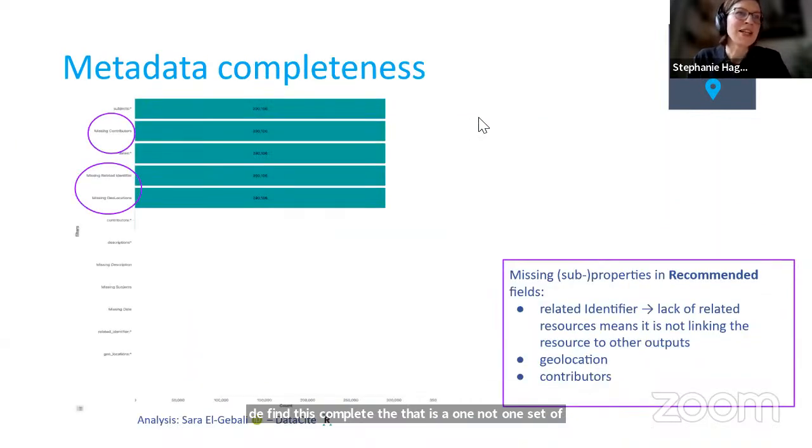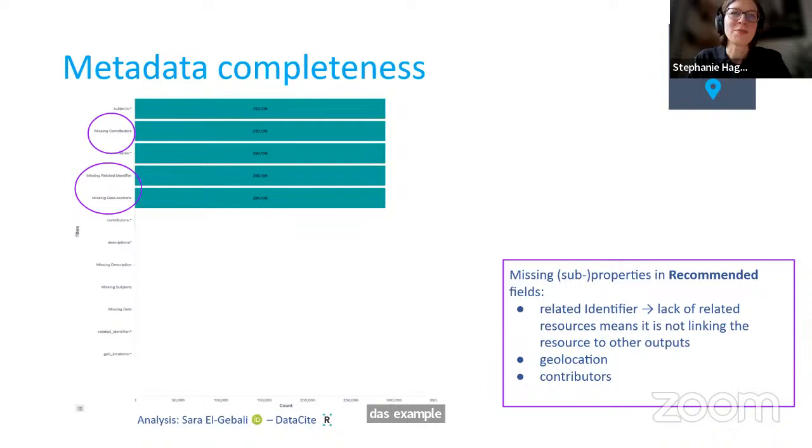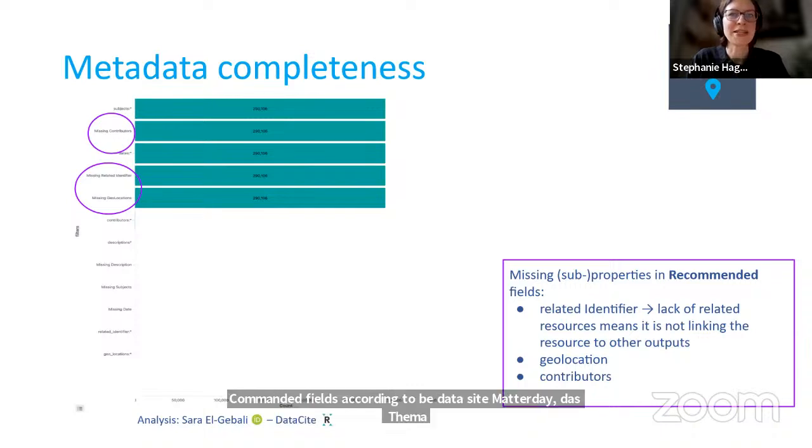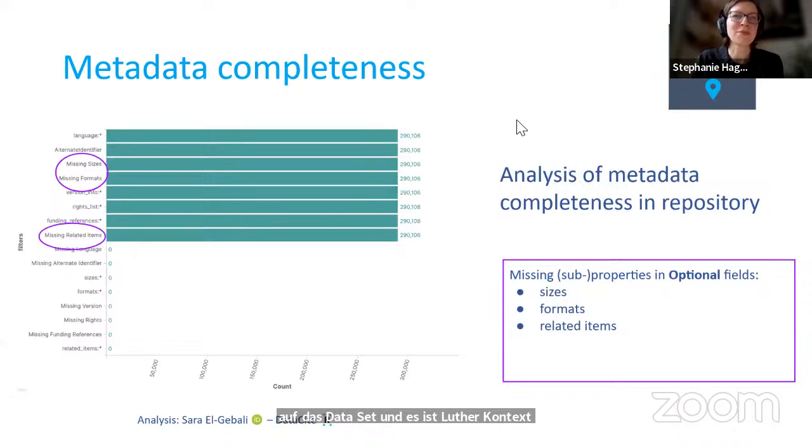My colleague Sarah El-Ghibali from DataCite already did some analysis, and we can see this in this example here. She looked at missing properties and subproperties in recommended fields according to the DataCite metadata schema, and found out that in this example, related identifiers are missing, which means that there's no linking to any other resource of this dataset. And so there's a lot of context information missing. Here's a second example on missing properties in optional fields. Here, for example, sizes and formats are missing, which is relevant information for reuse of the described resources.